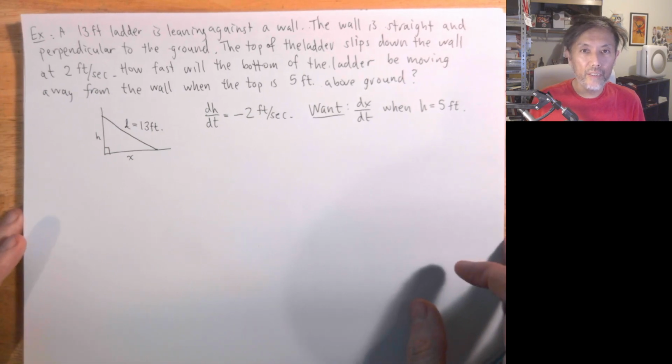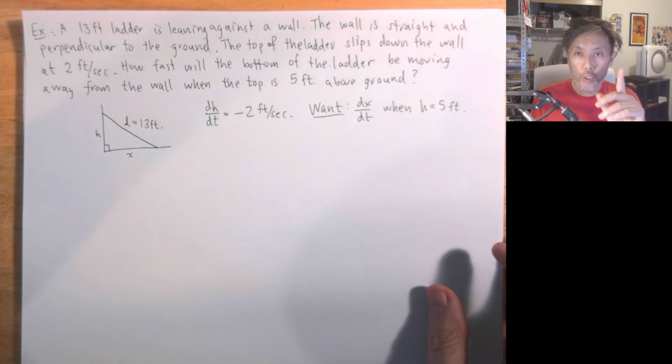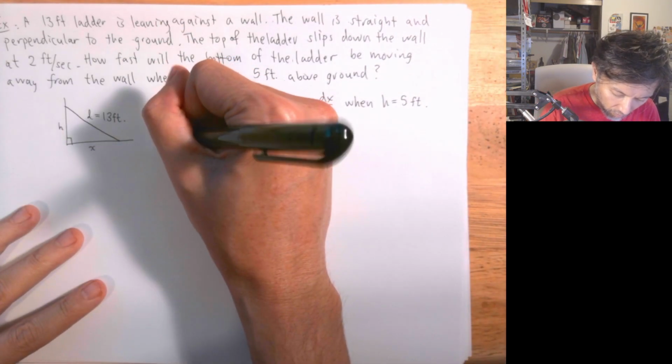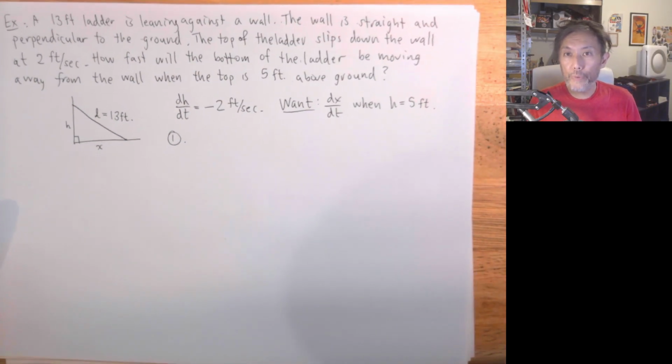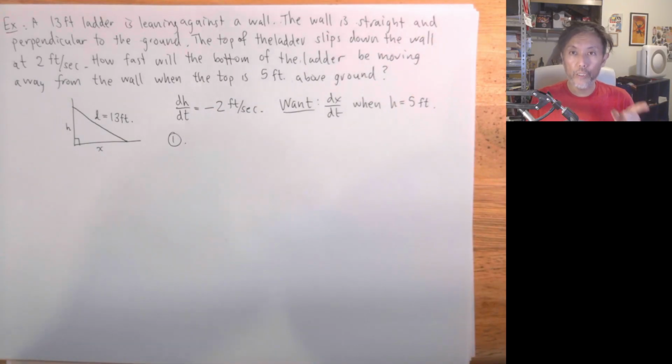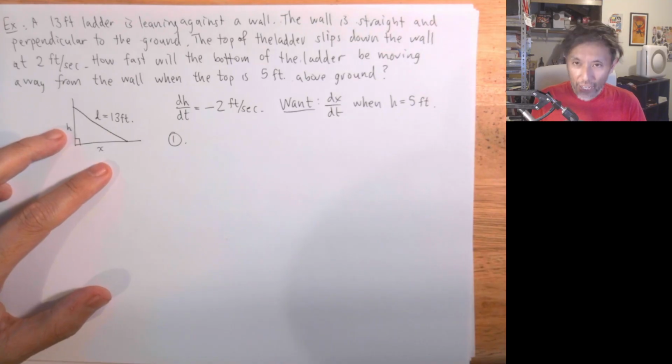Okay, I have 2 minutes. How do we do this? We first find the relationship equation. Find the relationship between these quantities here. Now, I won't leave you in suspense. There's a really good relationship equation, namely the Pythagorean theorem.